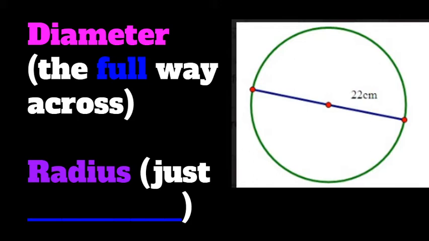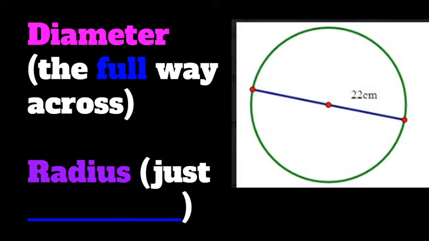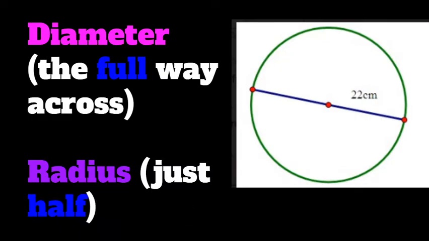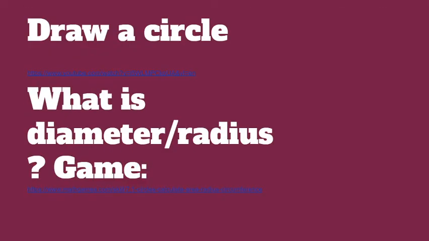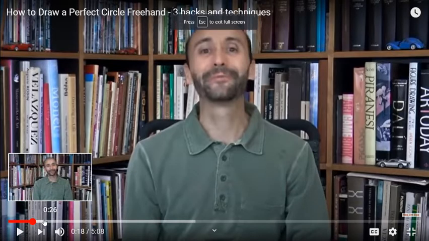The diameter is the full way across, so that means that the radius is just half of the way across. In other words, if our diameter shown here is 22 meters or centimeters, then our radius would be half of 22, which would be 11 centimeters. Okay? So let's actually take a look at a couple of examples of drawing circles and then understanding that concept of diameter and radius a little bit more. If we take a look at this video, this guy is going to show us how to draw a circle a little bit more effectively.